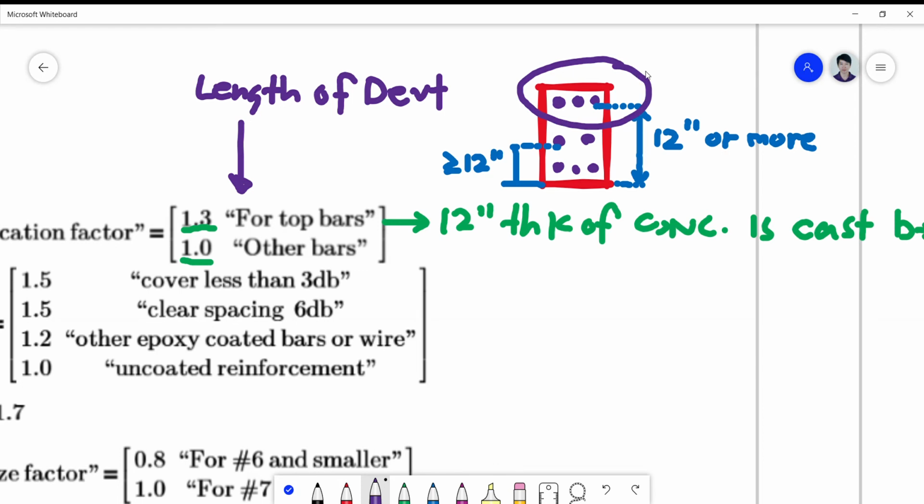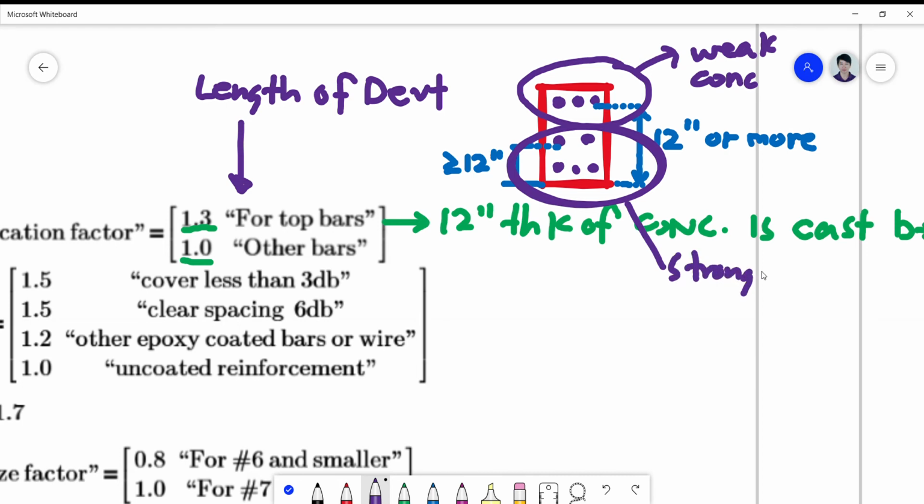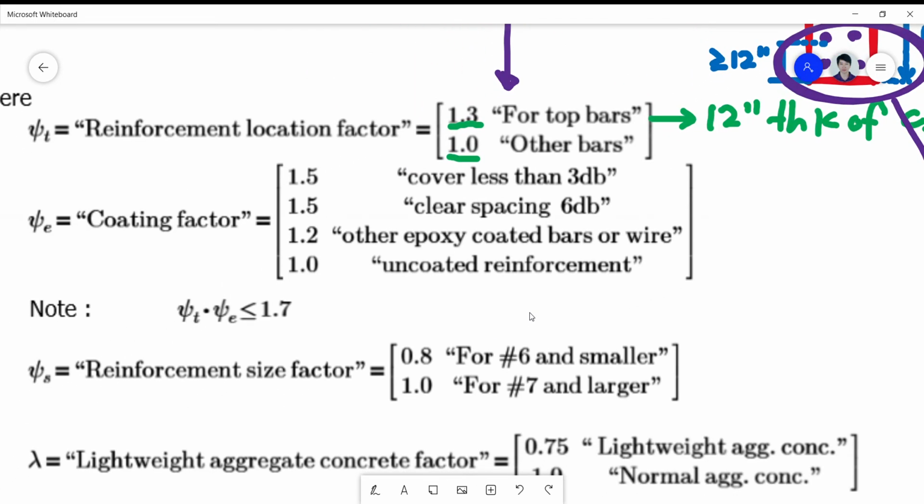Okay, we have a weaker concrete compared to the bottom portion, where we have a stronger concrete. I'd like you to think about that. Why is it that there's a weaker concrete at the top portion rather than the bottom portion of your pit?